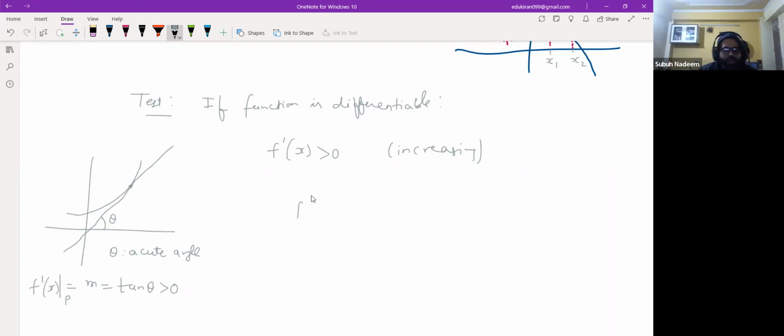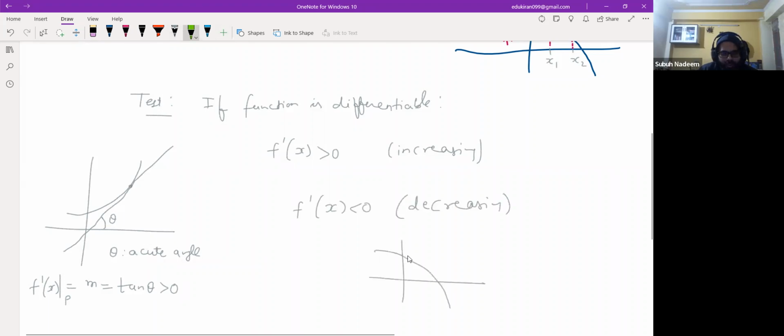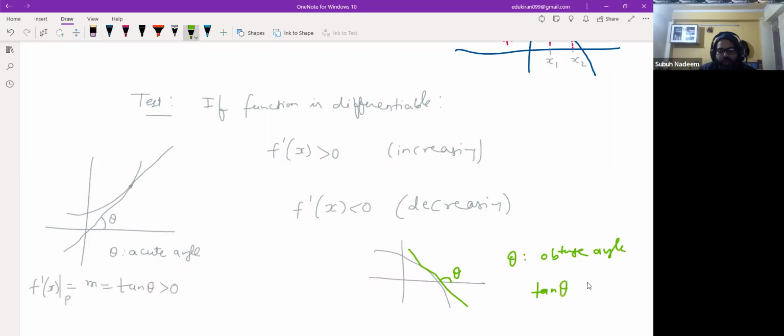If the derivative is coming out to be negative, then the function is decreasing. Now here again, if we draw a decreasing graph, what we obtain is that the slope of a tangent at any point has angle theta, and theta is obtuse angle. Now tan of an obtuse angle is actually negative. So this is the slope, which is f dash x, it is negative. So this is how we test whether a function is increasing or decreasing.